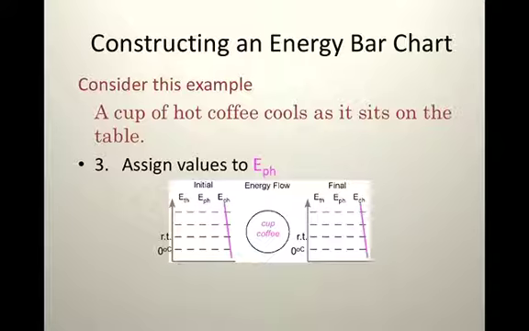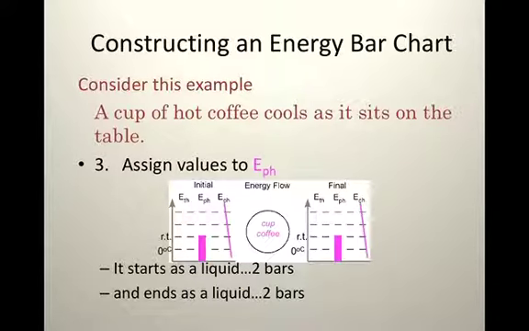So we're going to go back to our example. We start with a hot cup of coffee as it sits on the table. It cools as it sits on the table. Well, it's hot coffee. That's a liquid. So we're going to go ahead and give it 2 bars of phase energy, 2 bars because it's a liquid. And then that's the initial conditions. The final conditions on the right, well, it ends as a cool cup of coffee. It didn't freeze. It's still a liquid, so it's going to get 2 bars. So at least as far as phase energy, we've had no change. It starts as a liquid and it ends as a liquid.